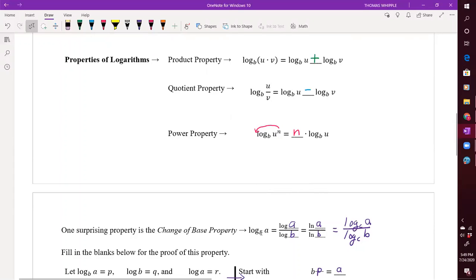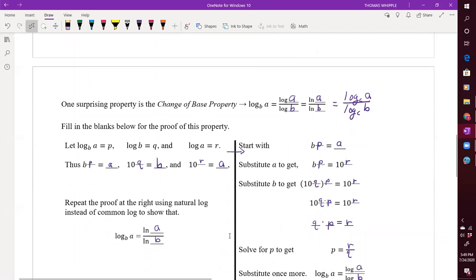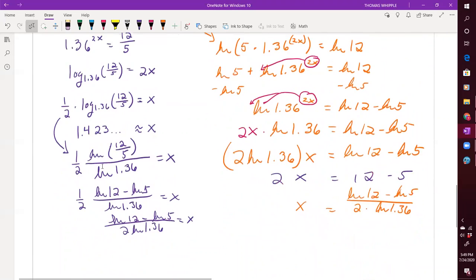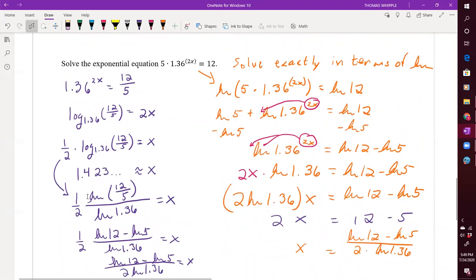It hasn't become quite as important recently, at least in pre-calculus classes, because our calculators now can handle other bases. But back when I was in high school, the only kinds of logs you could take were either common logs or natural logs on a calculator. So you had to use this change of base property if you had a log, like what we were doing down here. If you had to take the log of 12/5, 1.36, in high school I would have had to plug it in as natural log of something over natural log of something.